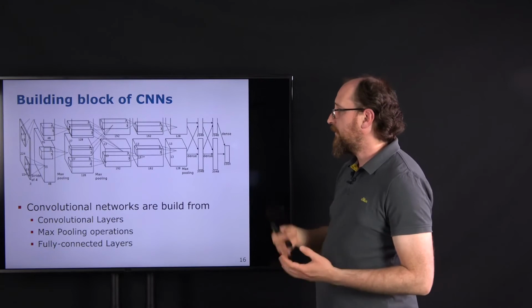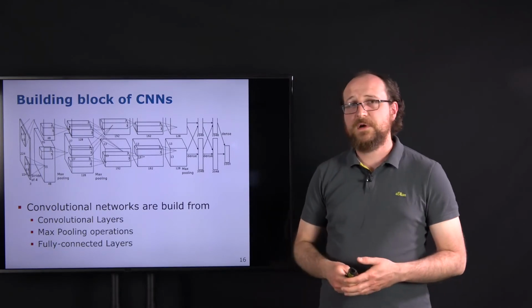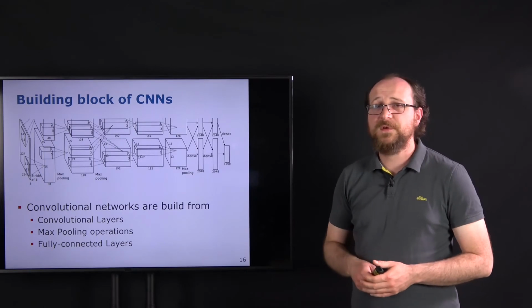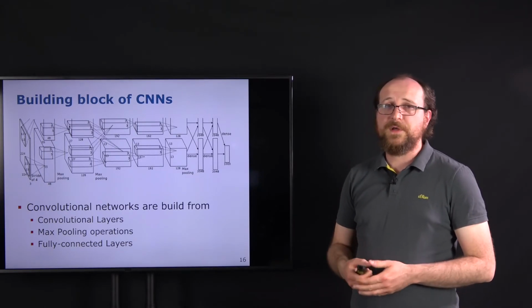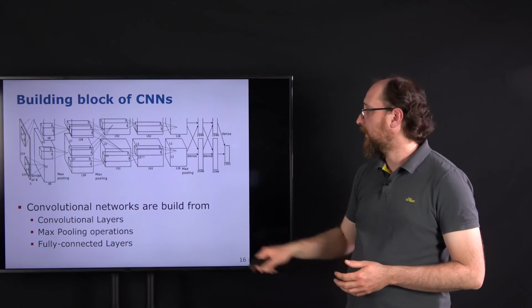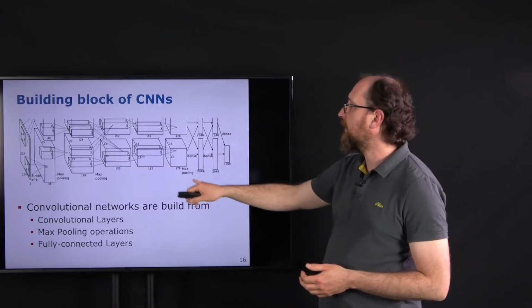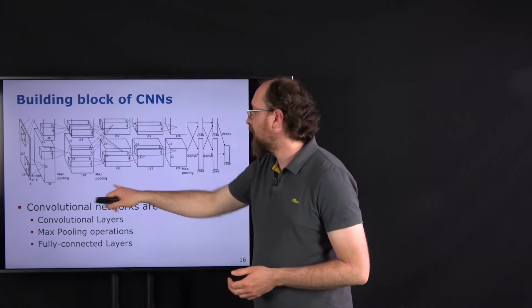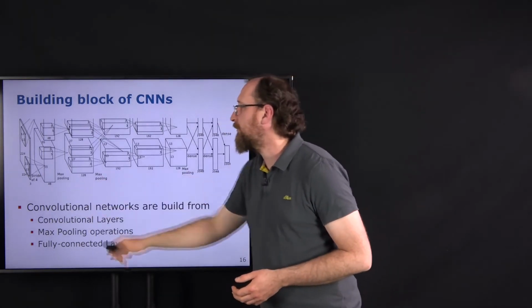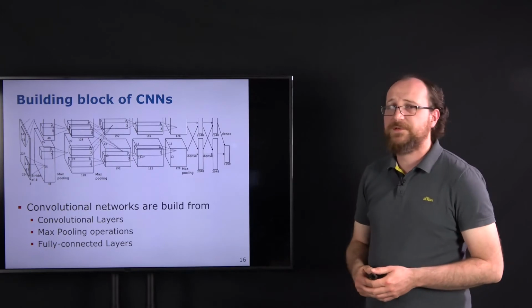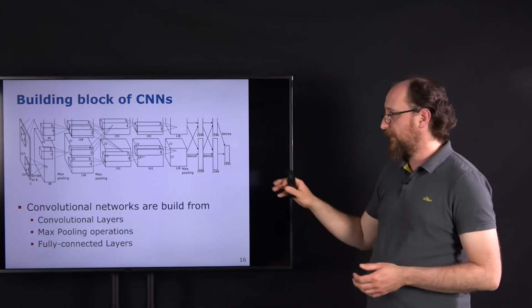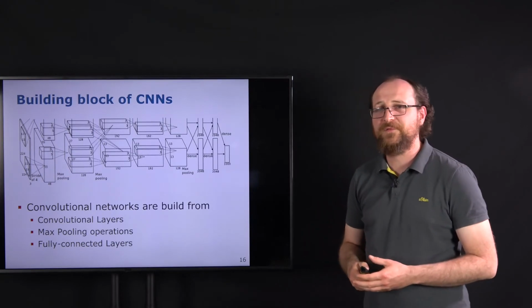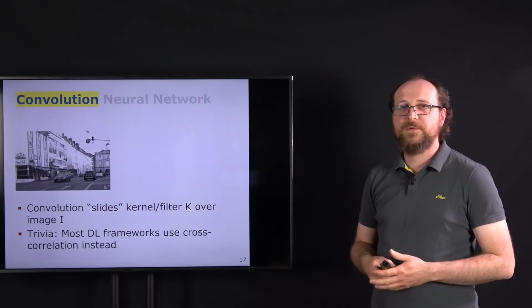Essentially, a convolutional neural network has convolutional layers, max pooling operations in between, and then the fully connected layers that we already had. Here in the end, these are the fully connected layers, and these blocks correspond to the convolutions. In between you have the max pooling operations that are not explicitly visualized here, but we will talk about this in more depth shortly. But first of all, we have to talk a little bit about convolution.